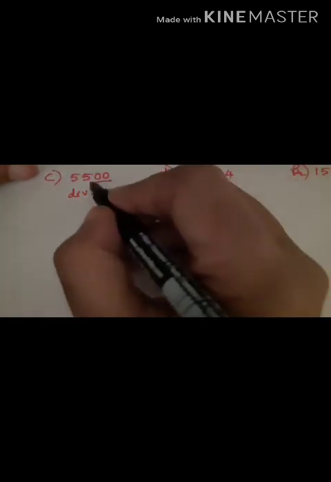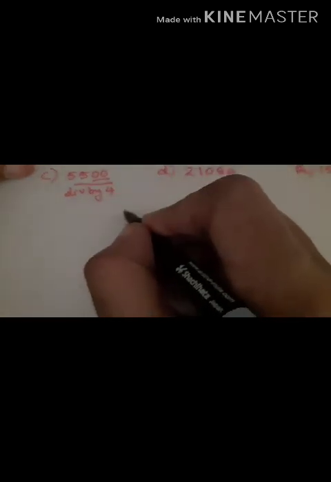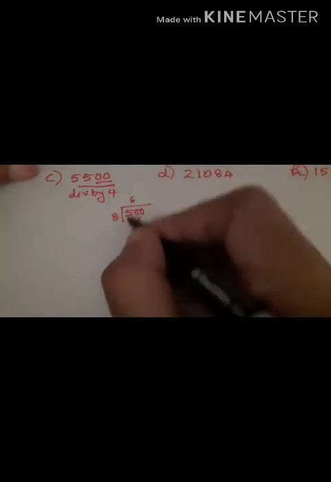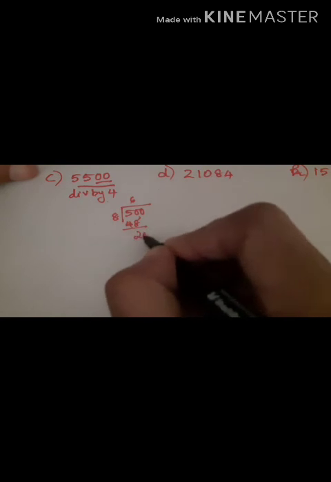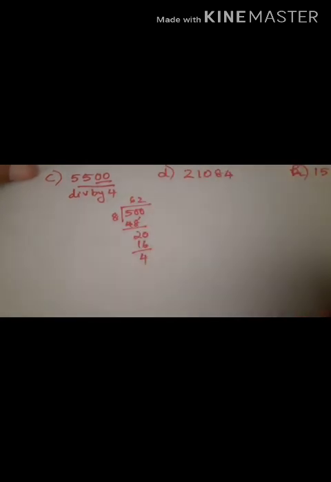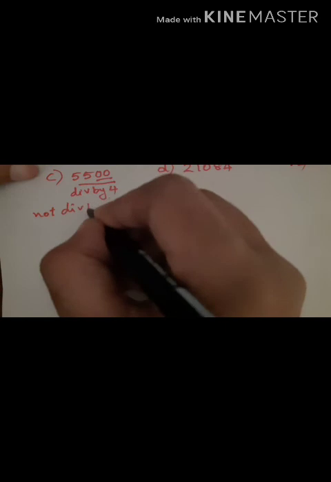Now to check the divisibility of 8, you have to take the last 3 digits, that is 500. Now let us see 500 divided by 8. So here 6 times 8 is 48, remainder 2, 20, 2 times 8 is 16, remainder 4. So it is not divisible by 8. So this number is not divisible by 8. Okay. Now take the next one.